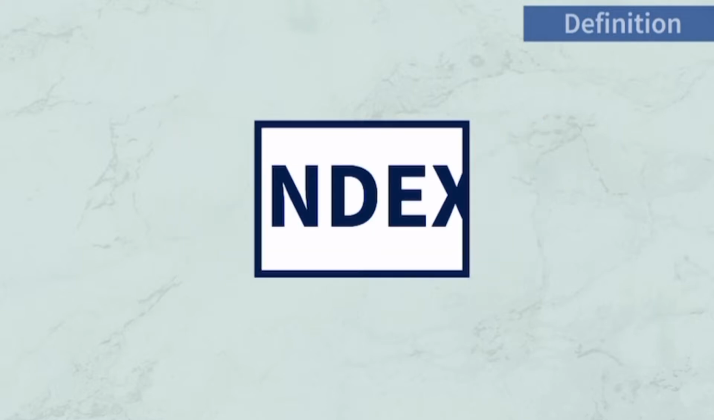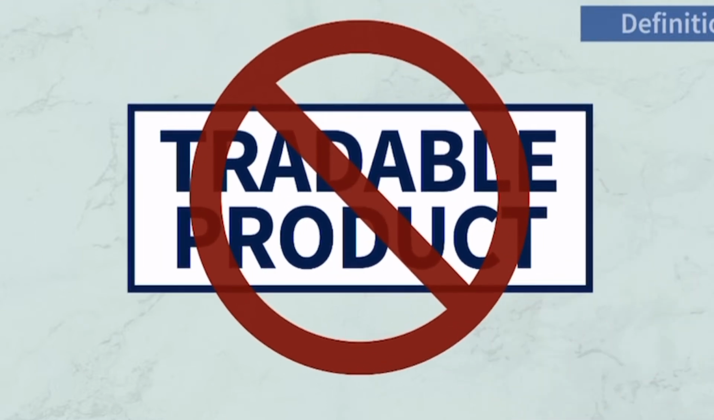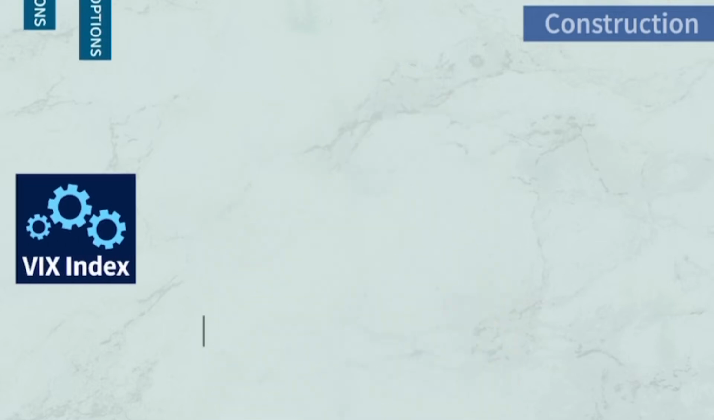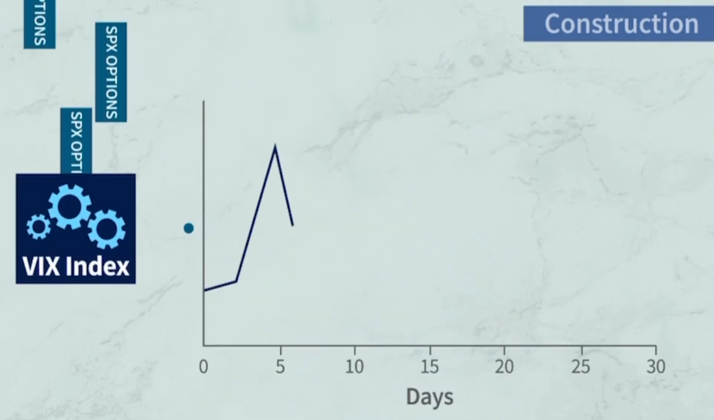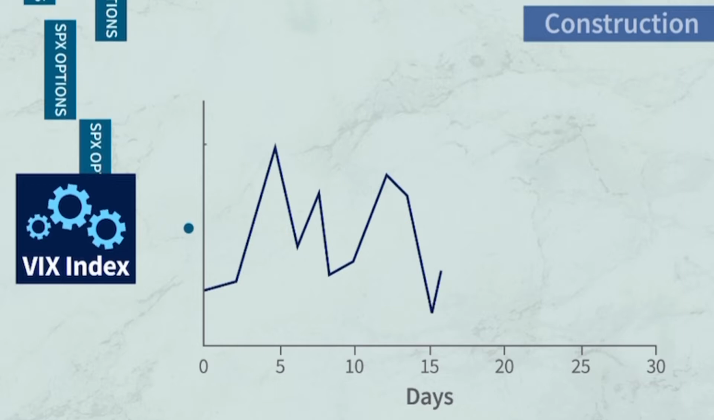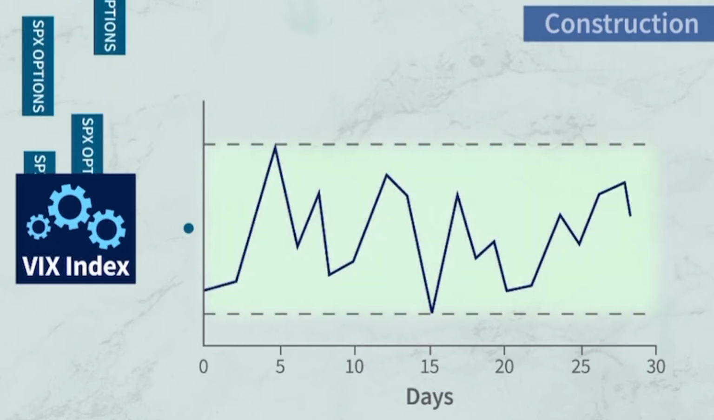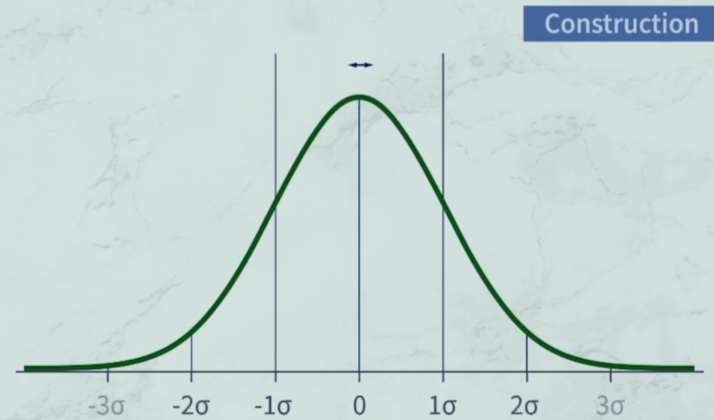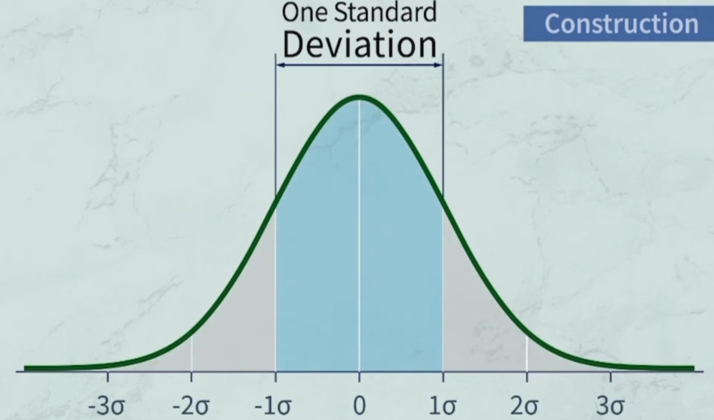Well, as its name implies, it's an index. As a measurement tool, it is not a tradable product. The VIX Index indicates the degree or expected level of uncertainty in the marketplace. Specifically, the VIX Index measures 30-day expected volatility of the S&P 500 index by using CBOE-listed options on the S&P 500 index as inputs. You may know these as SPX options. In math lingo, the VIX Index is expressed in percentage terms as an annualized one standard deviation move of returns on the S&P 500 index.